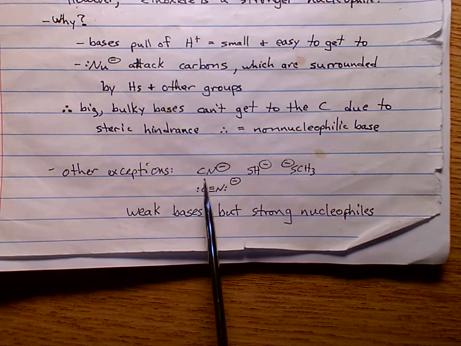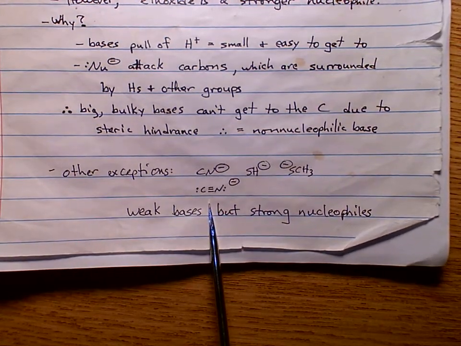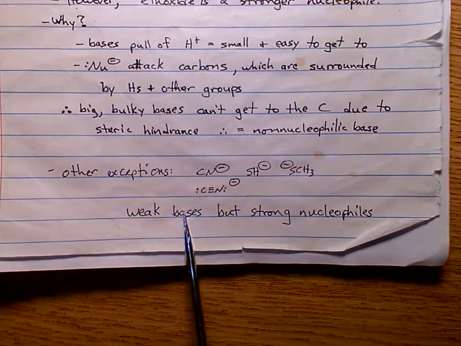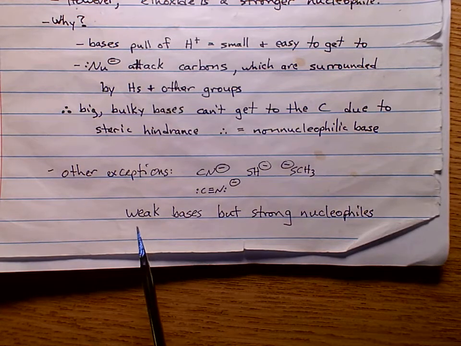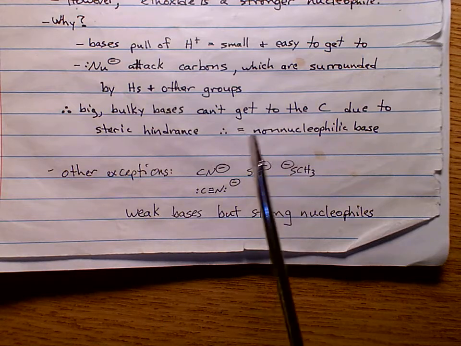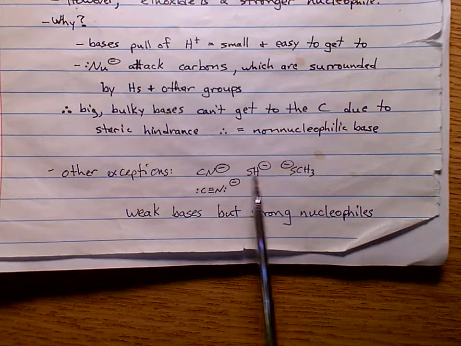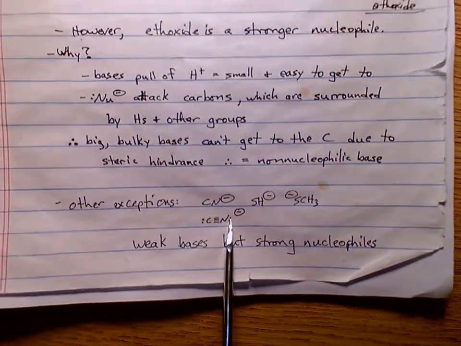Here we have a weak base that should be a weak nucleophile, but no, this is a weak base that is a strong nucleophile. SH minus, SCH3 minus are the same. They are weak bases, but they act as nice, strong nucleophiles. So that goes against our nucleophilicity parallels basicity. Nucleophilicity parallels basicity says weak bases should be weak nucleophiles. Nope, these are weak bases, but they're strong nucleophiles.